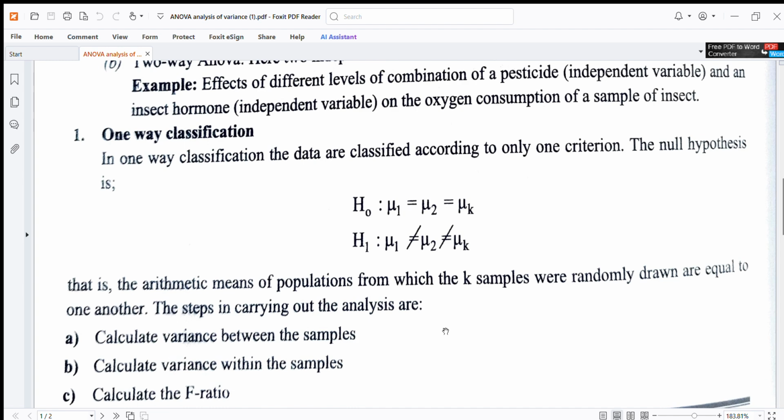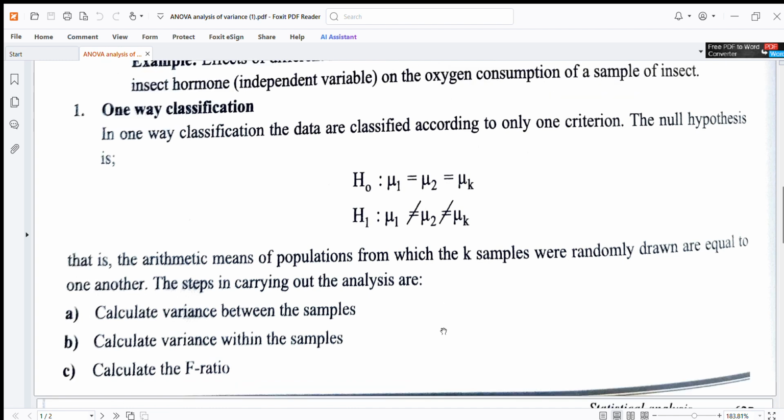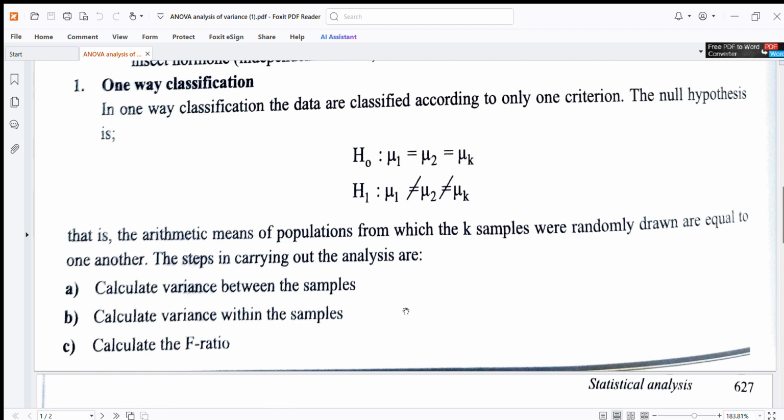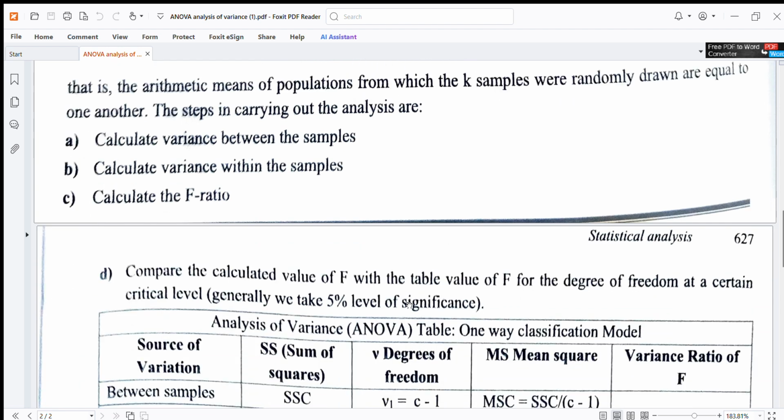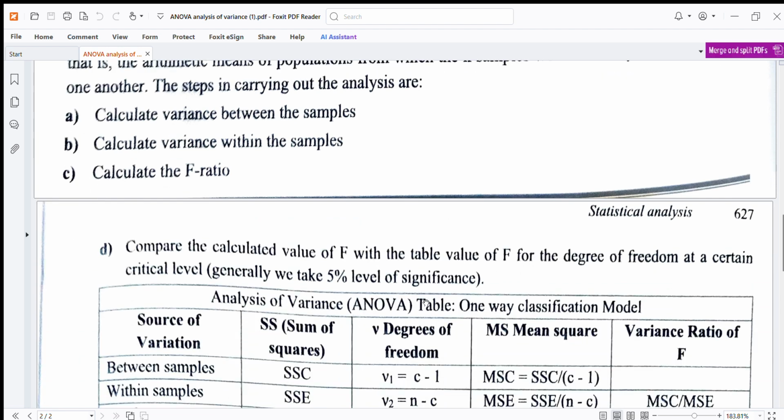The steps in carrying out the analysis are: calculate the variance between the samples, calculate the variance within the samples, calculate the F ratio, and compare the calculated value of F with the table value of F for the degrees of freedom at a certain critical level. Generally, we take a 5% level of significance.